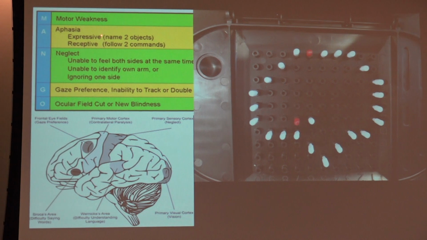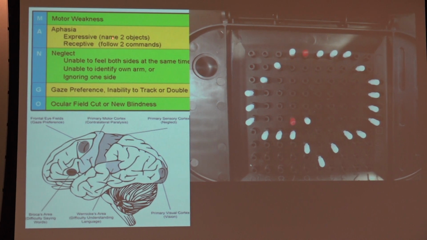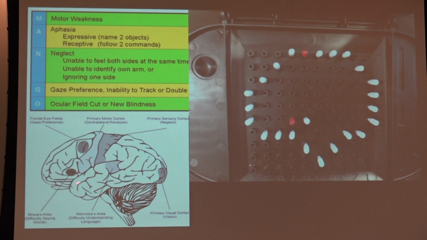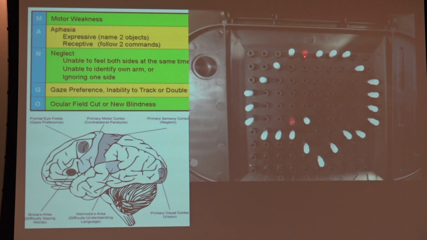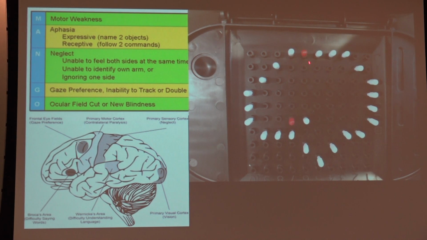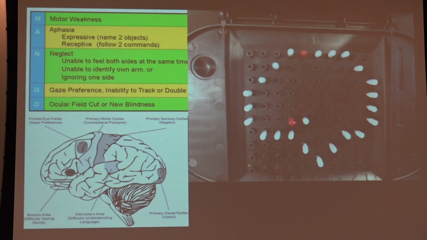So again, to be MANGO positive, we need one other cortical distribution. If we look at our chart here, the first cortical distribution we're looking for is expressive aphasia, Broca's area. You don't even need to know that this is Broca's area, but here it is. All you need to know is that there's motor weakness plus one other cortical distribution. So this patient is MANGO positive, you suspect an LVO, they should go to a comprehensive stroke center.